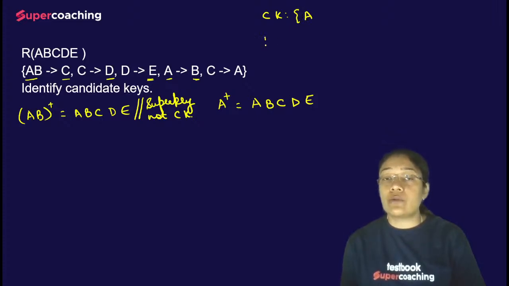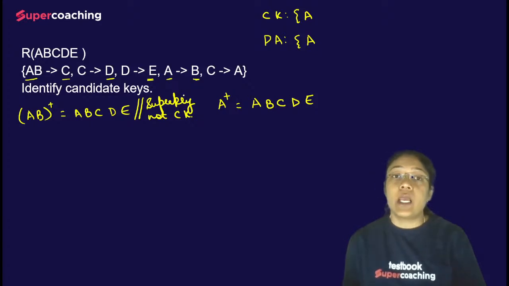So on the basis of this, we have got a prime attribute, that is A. Now see, if A is present on the right hand side of any dependency, A is present on the right hand side of C. So I'll replace this A with C.